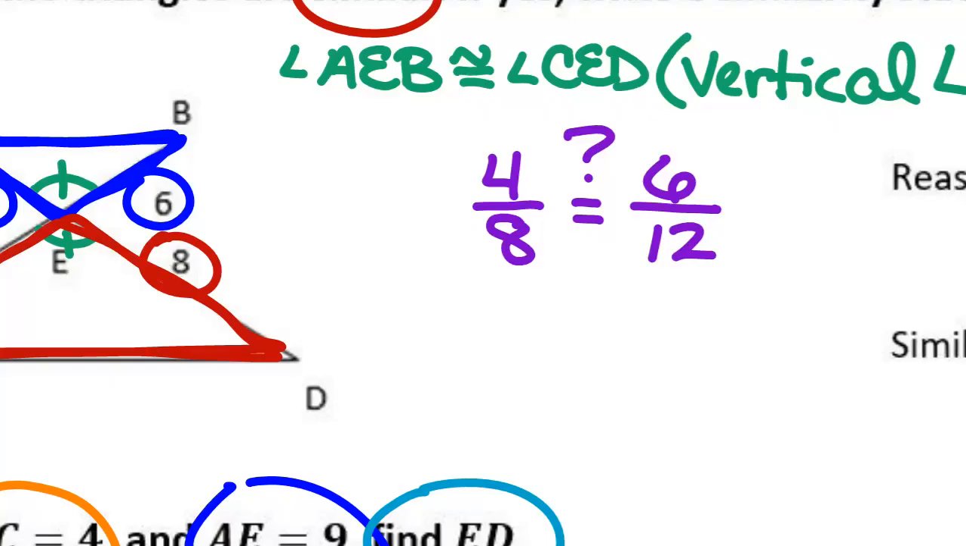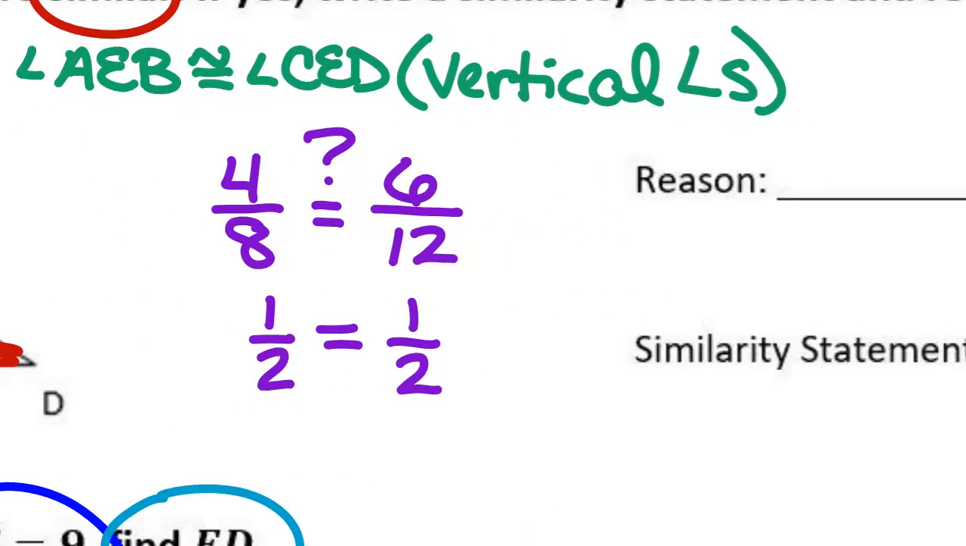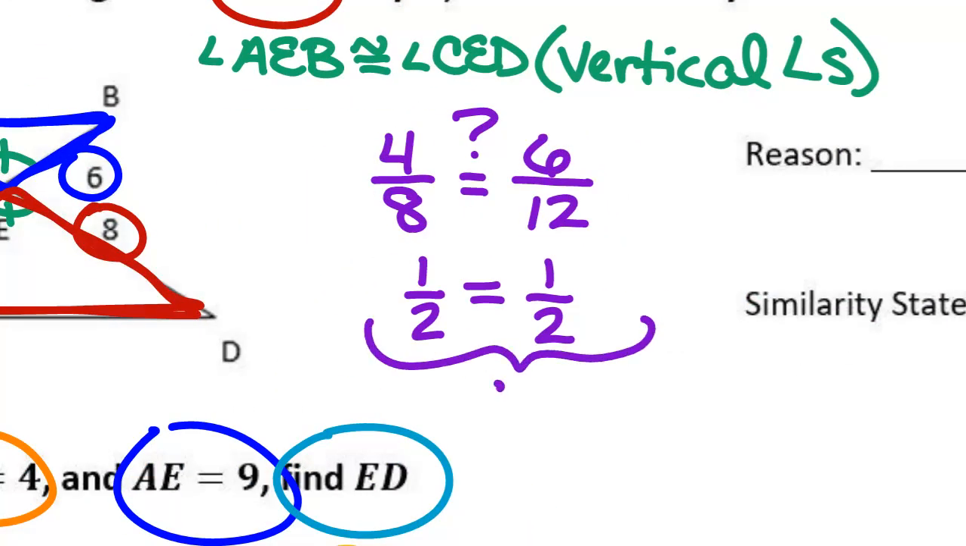I have to see if these come out to be the same. 4 over 8 reduces down to what? 2/4, or I could reduce it all the way down to what? 1/2. If I divide top and bottom by 4, I get 1/2. What about 6 over 12? What does that reduce down to? 1/2. Did they come out to be the same? Yes, so they are proportional. The sides are proportional.